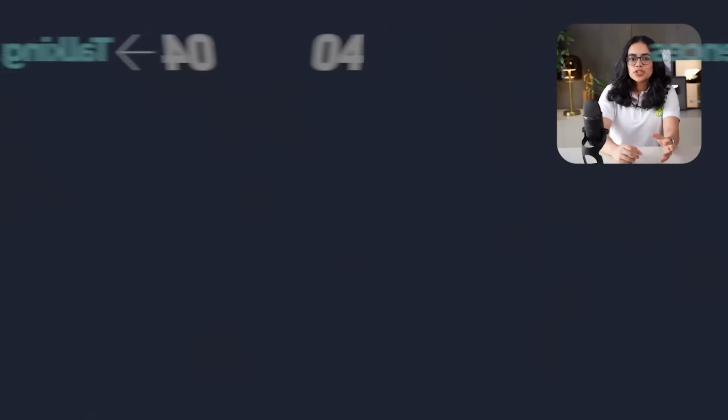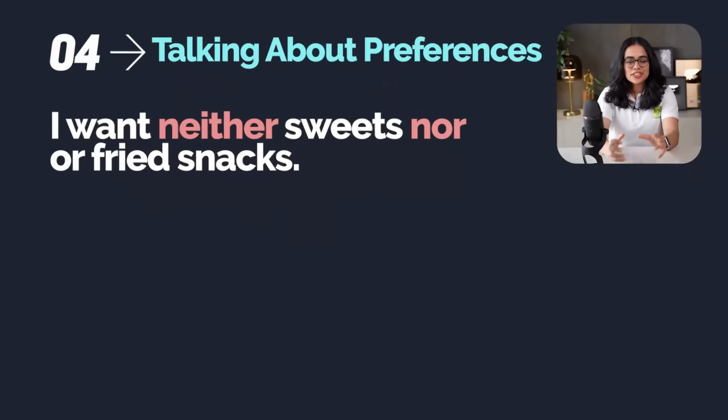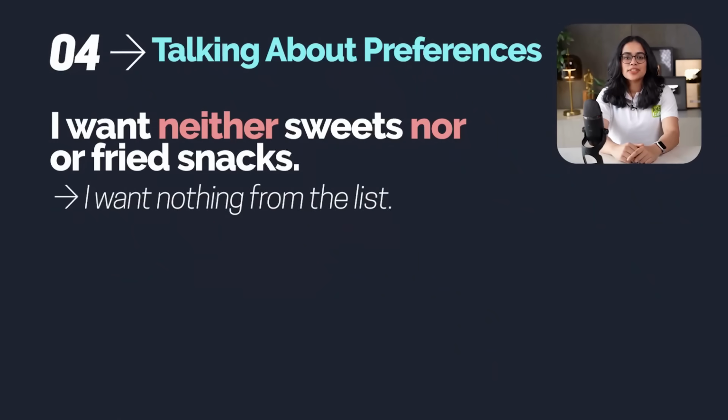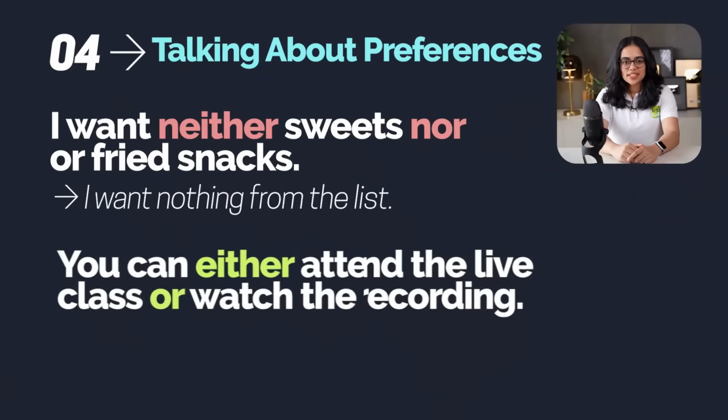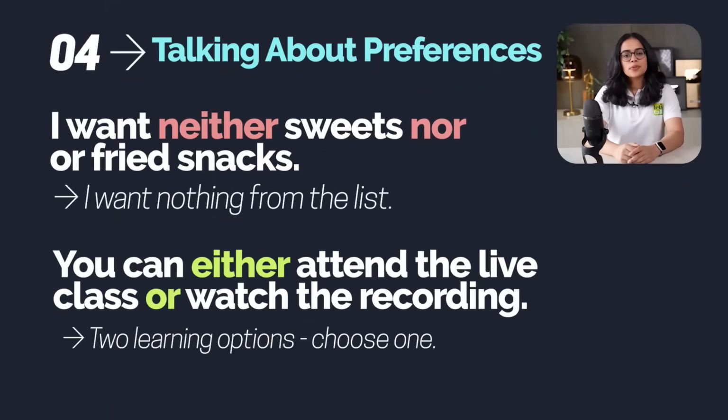Now the fourth situation, we can use these structures to talk about preferences. I want neither sweets nor fried snacks. This means I want nothing from the list. You can either attend the live class or watch the recording. So here there are two learning options. You can either attend the live classes or watch the recording. So the options are pretty clear and the choice is going to be one.